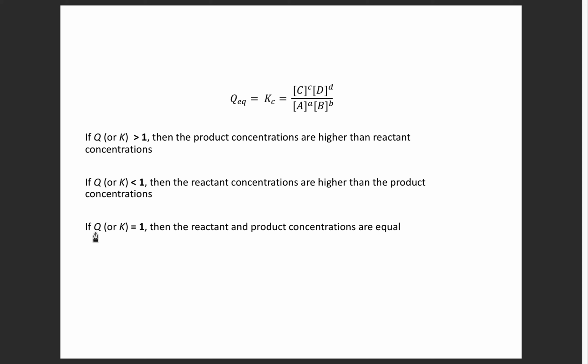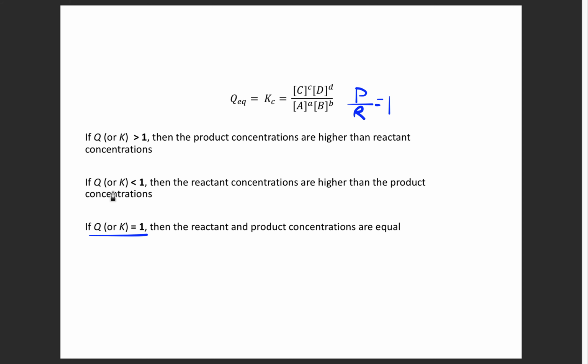So when Q or K equals 1, that means that your products and reactants are equal. Because remember, this is your products divided by your reactants, right? That's what this whole setup is all about. So think about it. If your product concentrations are equal to your reactant concentrations, then what does that equal? That equals 1. So that's what we're talking about here. If Q or K, either one, equals 1, then the reactant and product concentrations are equal.